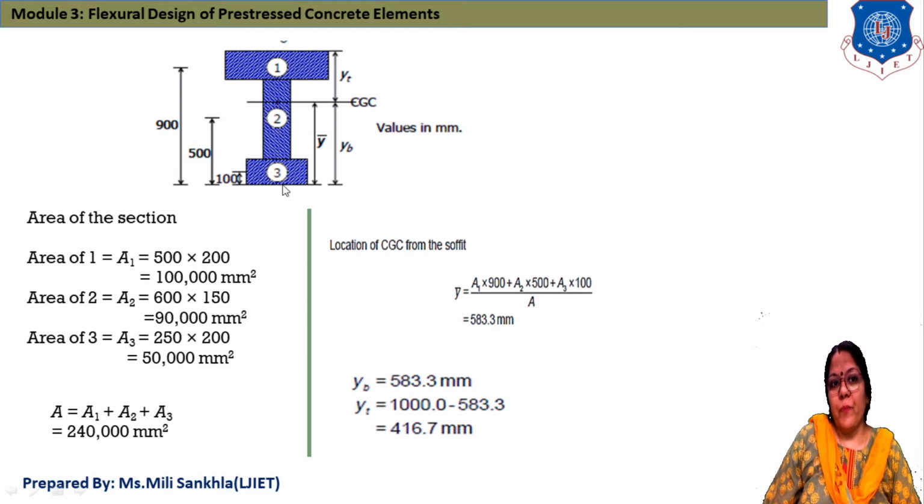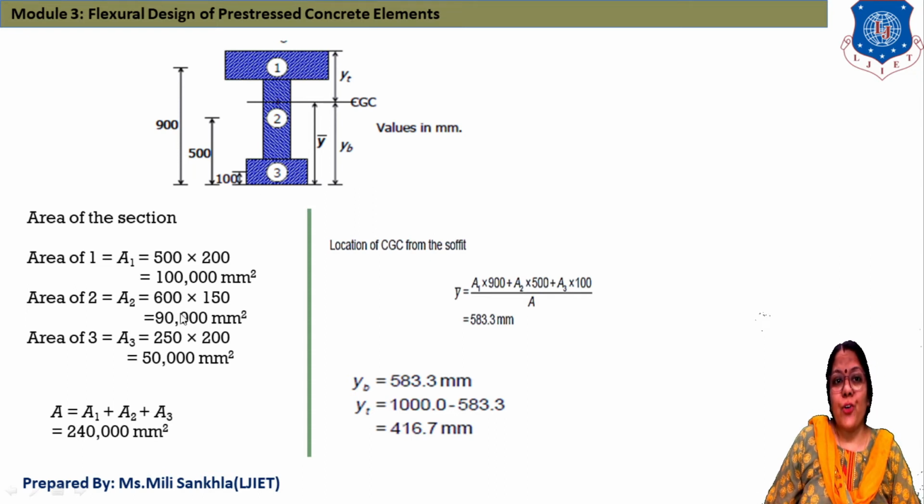One by one, here the y is half of the depth, that is 100 for the web, 100 plus the half of this, that is equal to 500. Here total depth is equal to 1000, up to this 100 and this, and then half of this one, that is equal to 900. Now one by one, first of all we find out area. Area is equal to this 500 into 200. Then middle web is 600 and 150. Depth of this web is 600 and width is 150. Simply multiply, and the unit of area is mm square. Area of 3, that means bottom flange, is equal to 250 into 200, that is equal to 50,000.